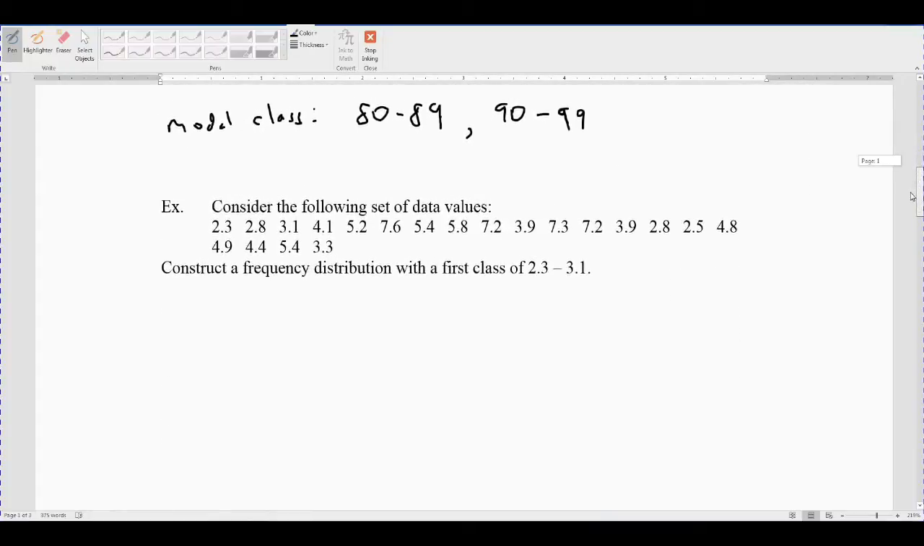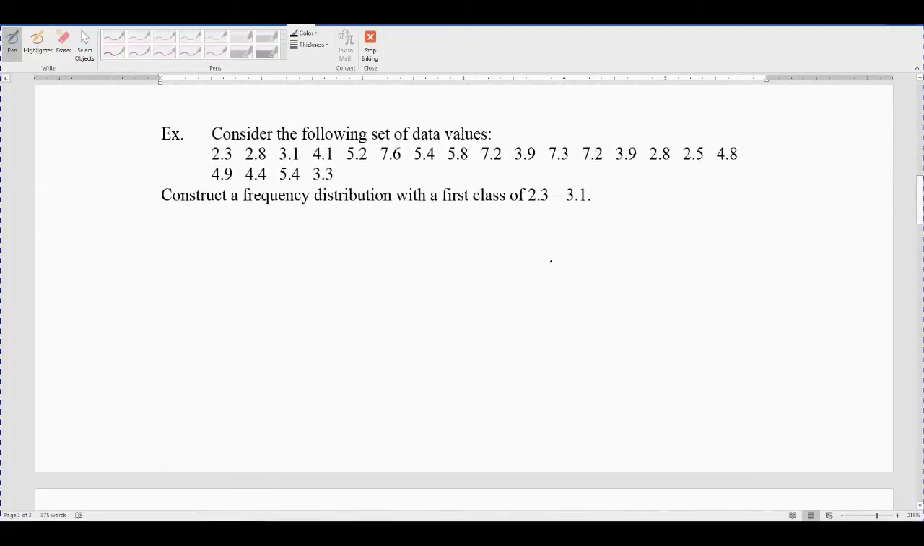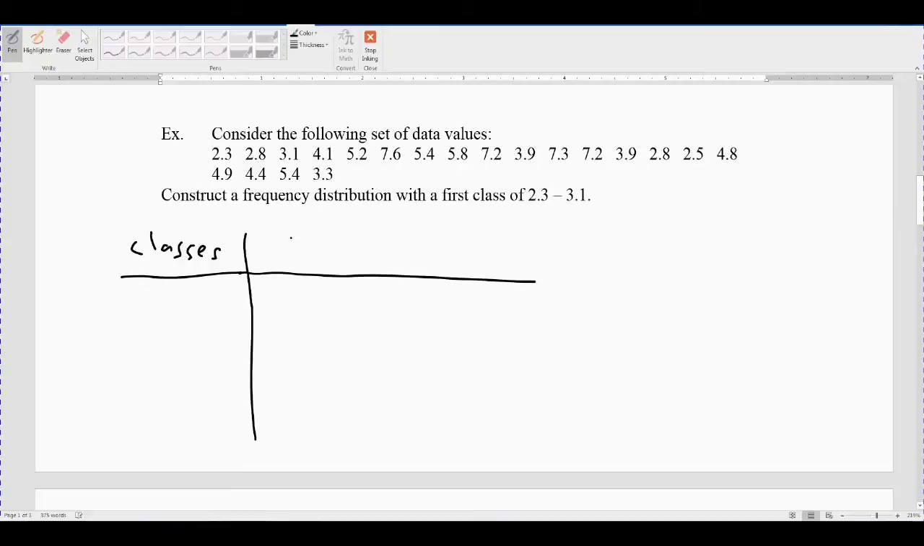And let's just do another one just to make sure we know what's going on. This time you're not told what the width is, so we got to figure it out. So let's start with classes. Tally. And then the frequencies. Or frequency, however you want to write it.